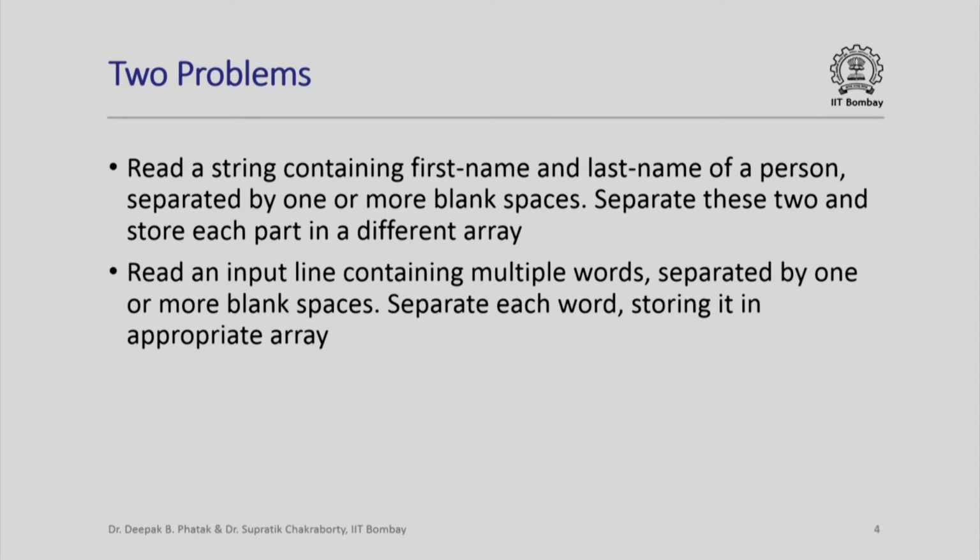One, we want to read a string which contains the first name and last name of a person, just two names, but these could be separated by one or more blank spaces. What we wish to achieve is to separate these two, first name and second name, and store each part in a different array. So, there should be one array for storing the first name, another array to store the last name.